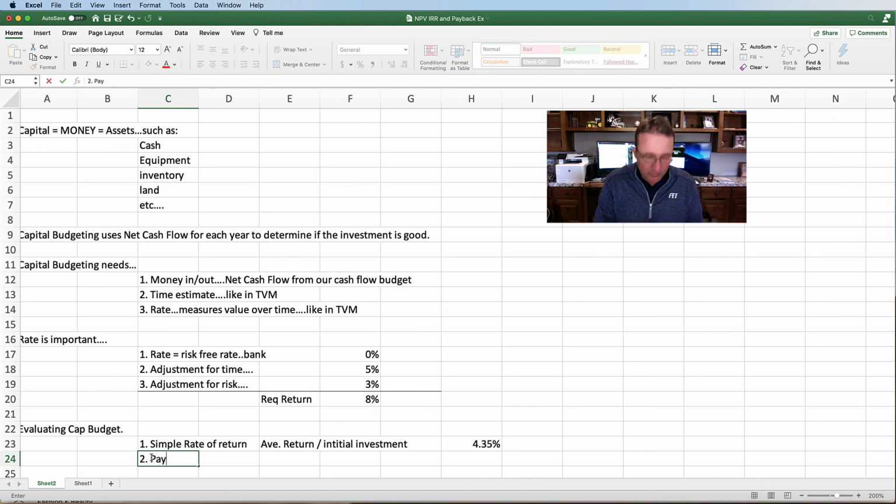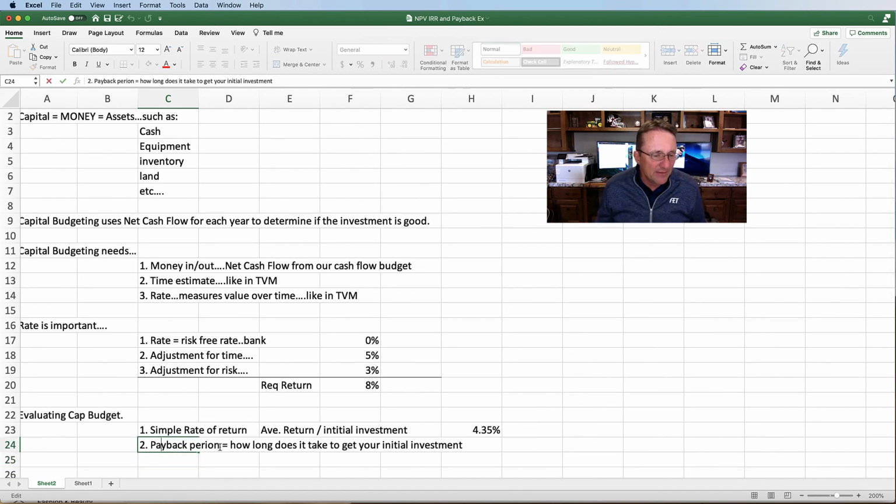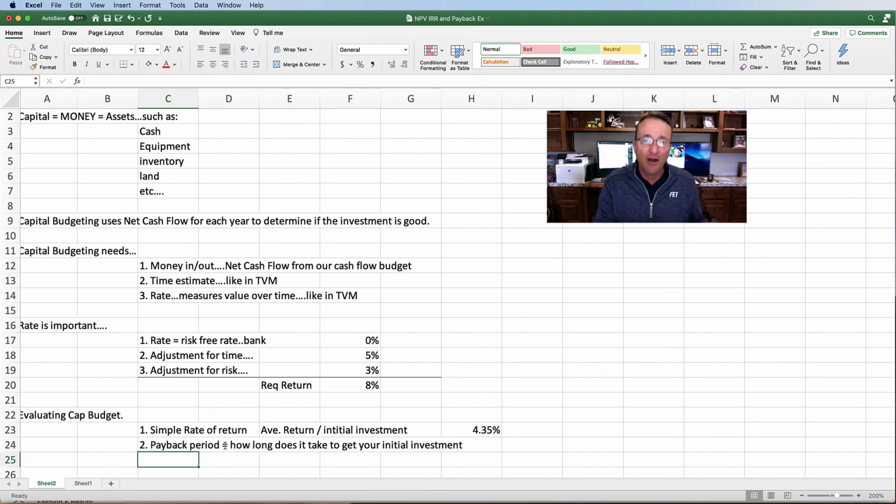Another one is called payback period. Payback period is how long it takes to get your initial investment back. Sometimes people say, I'm interested in doing this, but how long is it going to take me to get my money back? Now, that doesn't tell you anything about profit. It just tells you how long it's going to take you to get your money back. For some people, that might help them understand a little bit of the time and the risk, but it doesn't weigh in rate at all. It just looks at time. So it's got some value here, but it's not as good as we need.